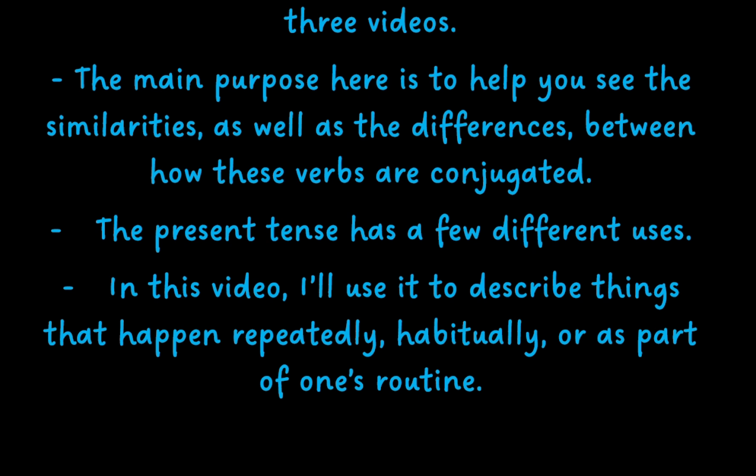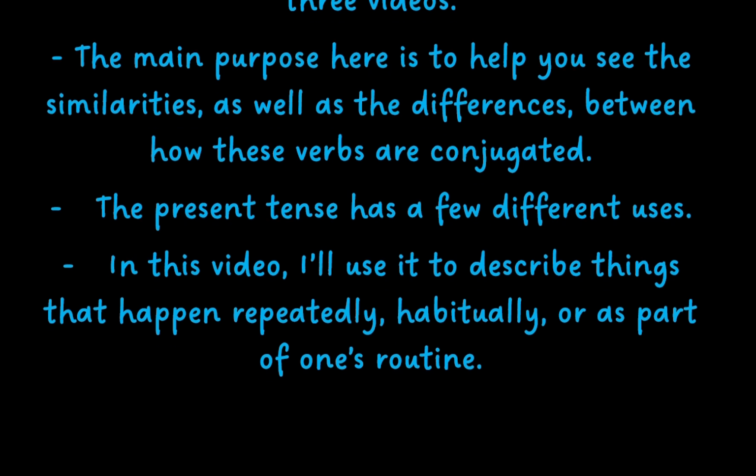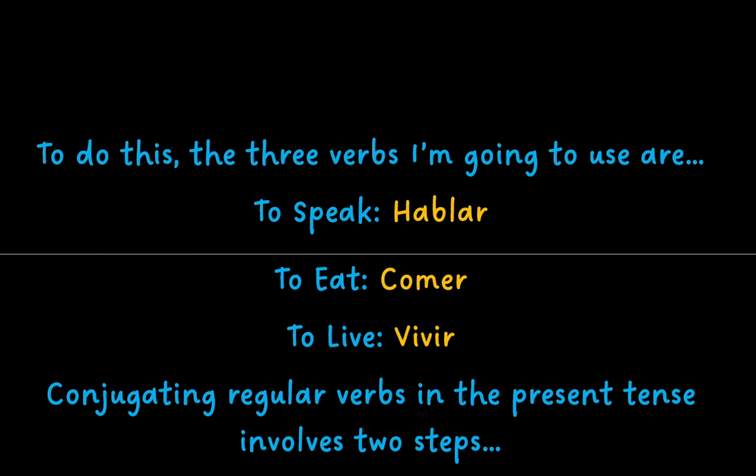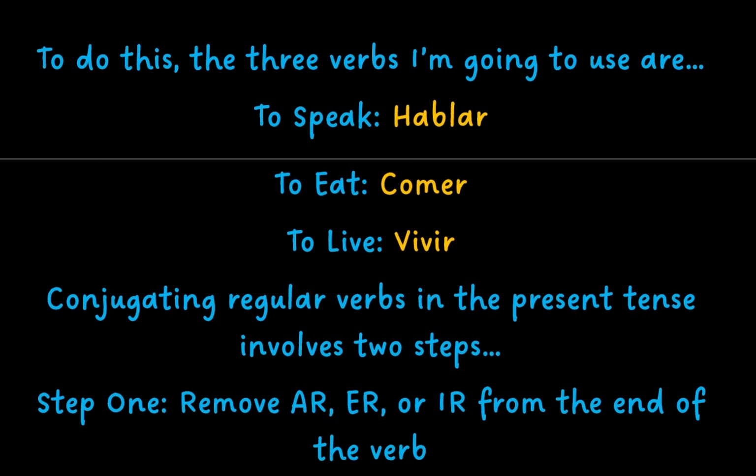The present tense has a few different uses, and in this video, I'll use it to describe things that happen repeatedly, habitually, or as part of one's routine. To do this, the 3 verbs I'm going to use are to speak, which is hablar, to eat, which is comer, and to live, which is vivir.